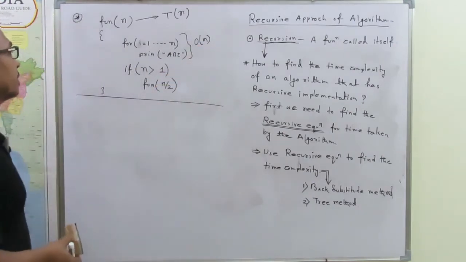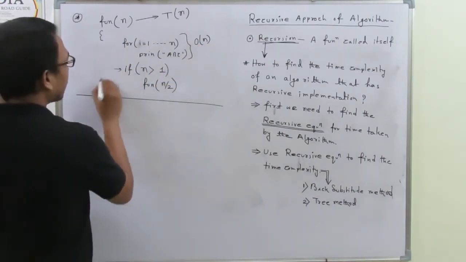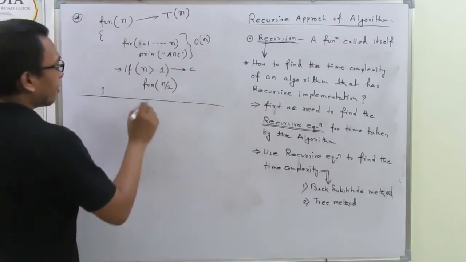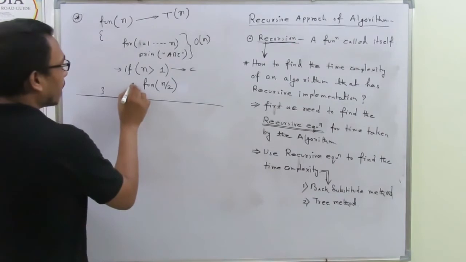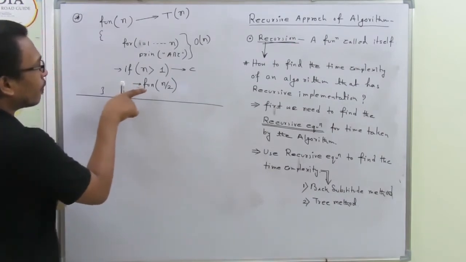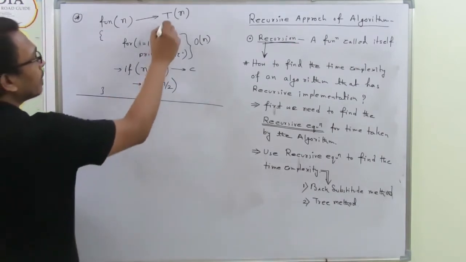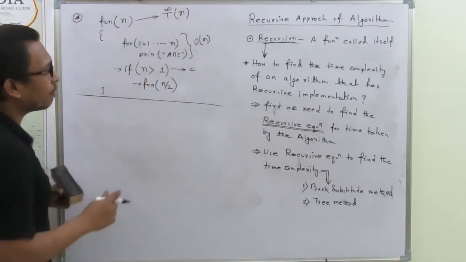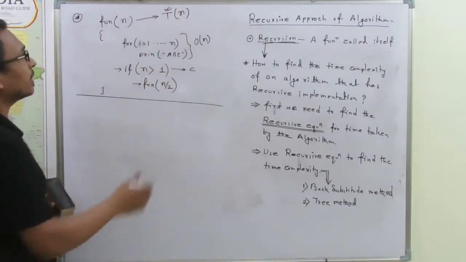And next, what happens for this if condition? For the if condition it will take only a constant time. Now this function, again we are calling the function, and for this function what is the time taken? The time taken by this function we define by another time function, that is t.